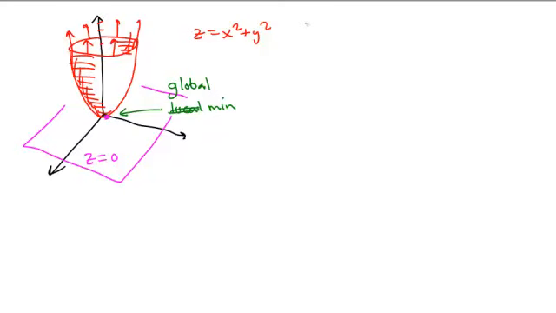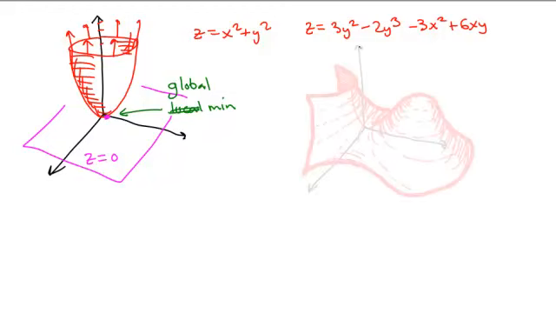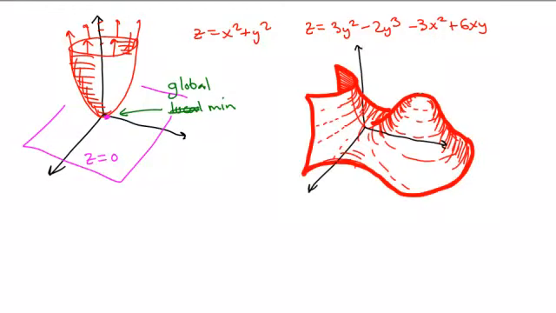On the other hand, last time we looked at the function z equals 3y squared minus 2y cubed minus 3x squared plus 6xy. And we used Maple to render its graph, and it looked something like this. This particular function had a local maximum at the point (2, 2). And it had a second critical point, which was a saddle right at the origin.